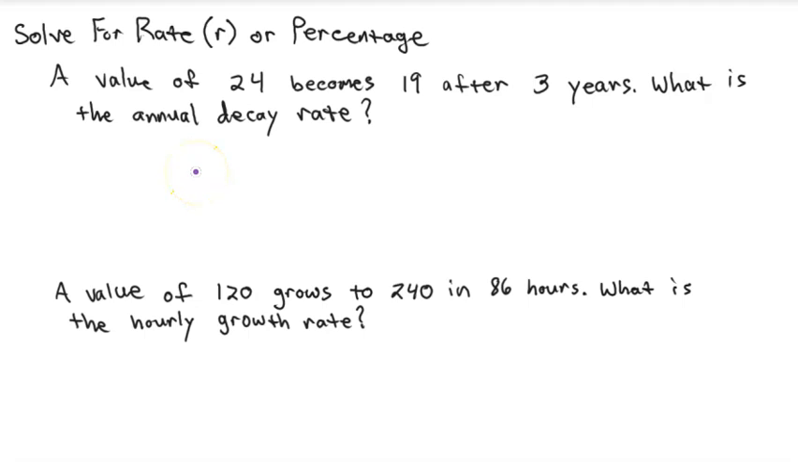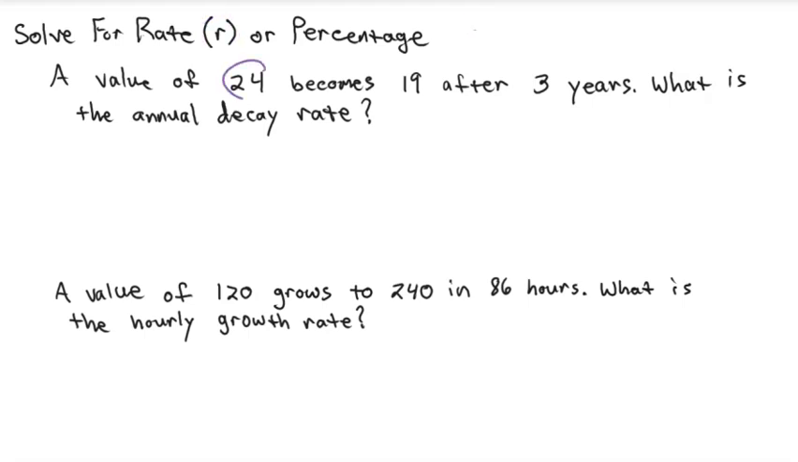Okay, so in this lesson, what we're going to do is solve for the rate variable. We're going to solve for r. And once we have r, which is a decimal, we could then turn it into a percentage by multiplying by 100. Let's start by finding r, okay?